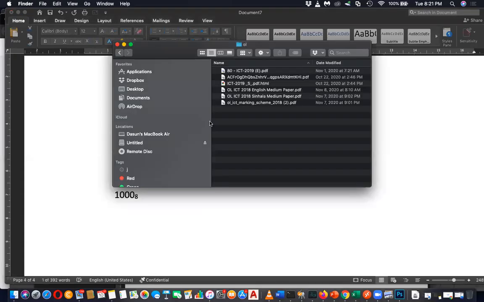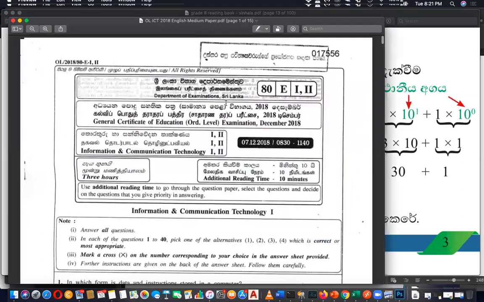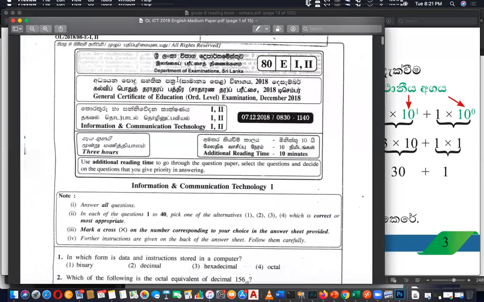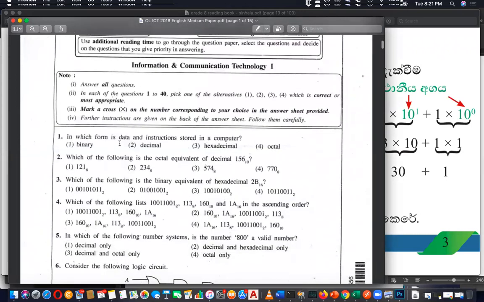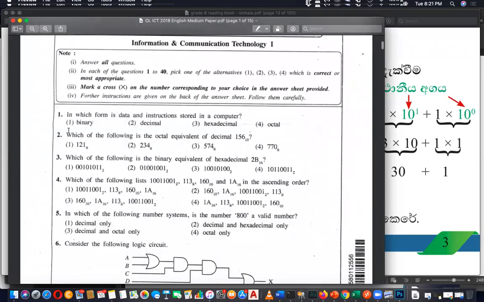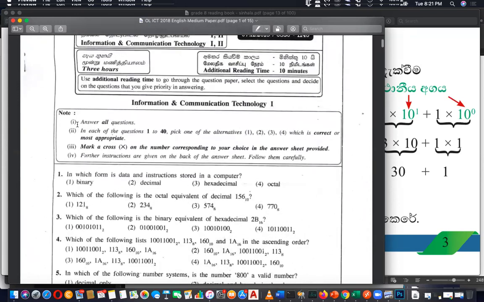Okay, this is the importance. So you can see this is an O-level paper, December 2018. The first question: in which form are data and instructions stored in the computer? What is the answer? Data is stored in binary. Yeah, it's binary. This is an O-level paper.